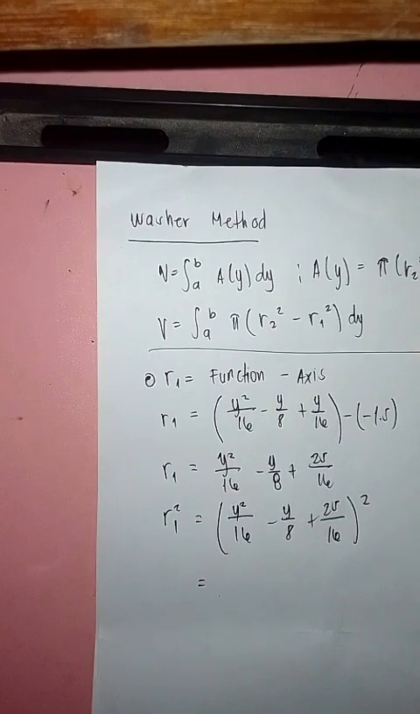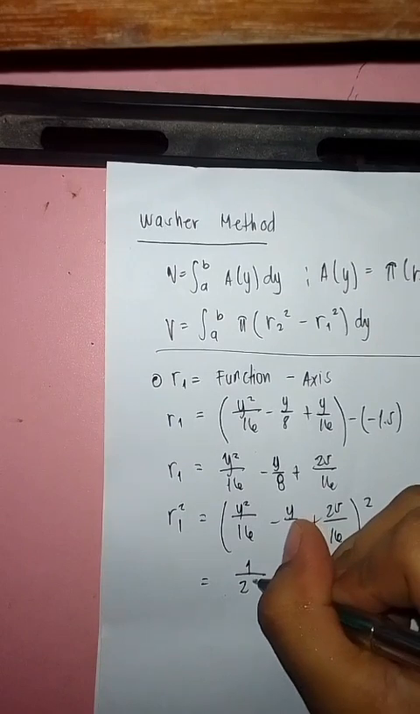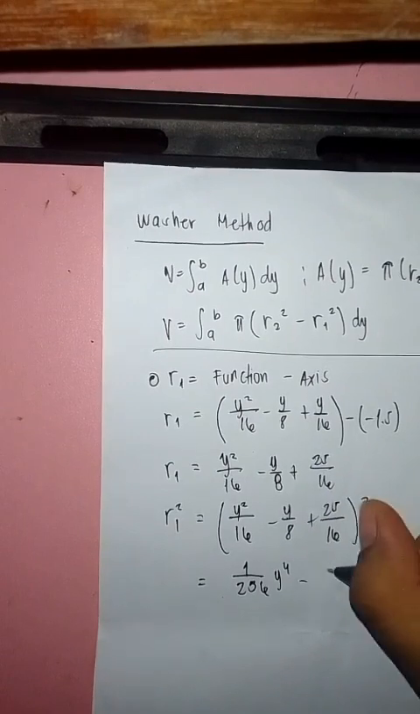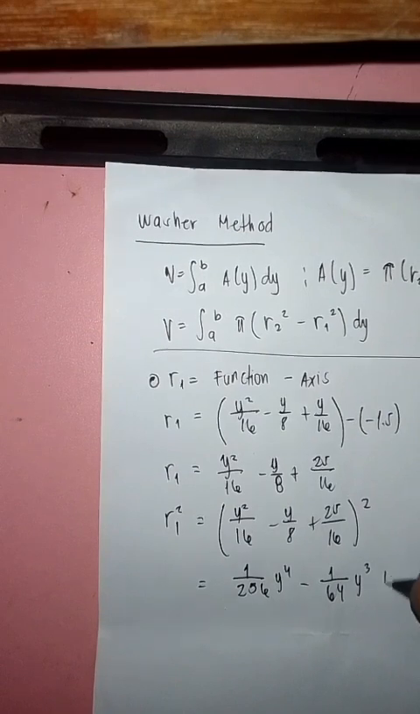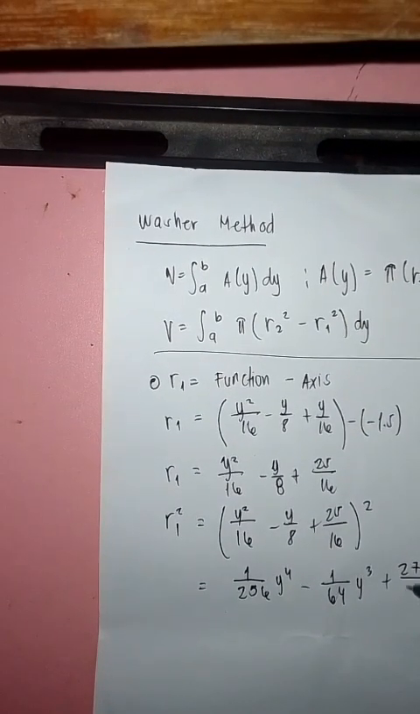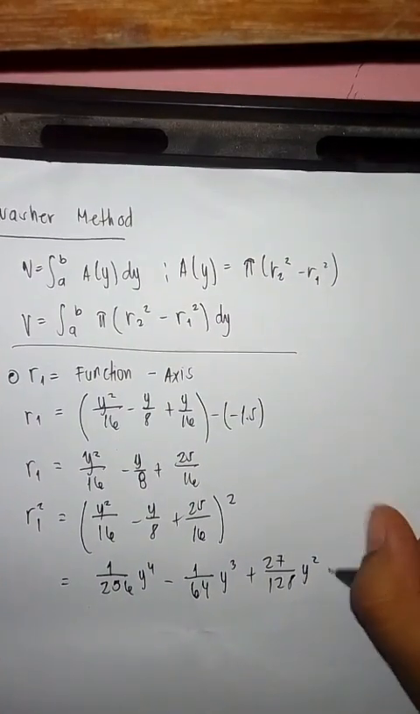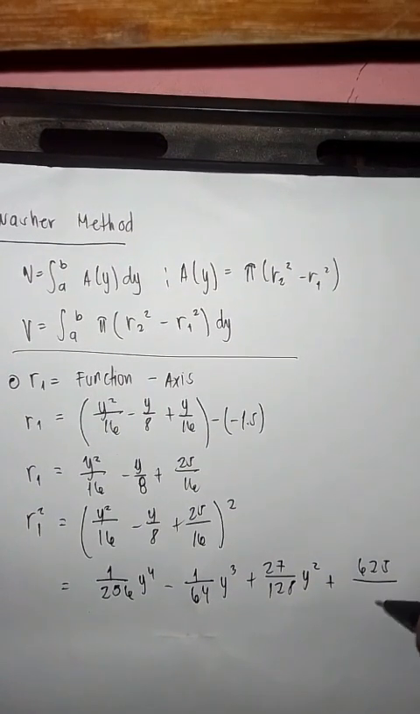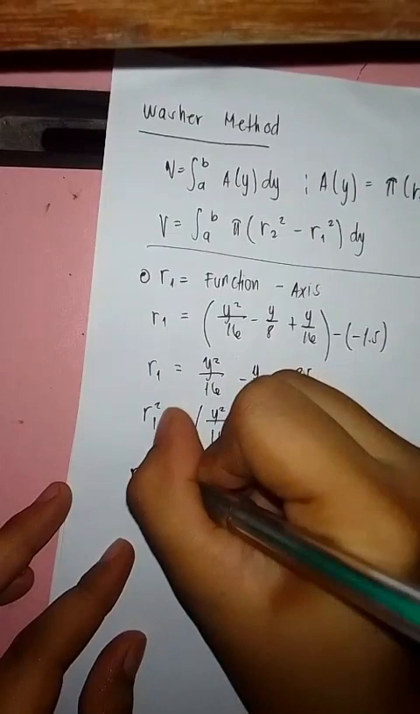So we will expand this one. This will become now 1 over 256 y raised to 4 minus 1 over 64 y cubed plus 27 over 128 y squared plus 625 over 256. So this is our r sub 1 squared.